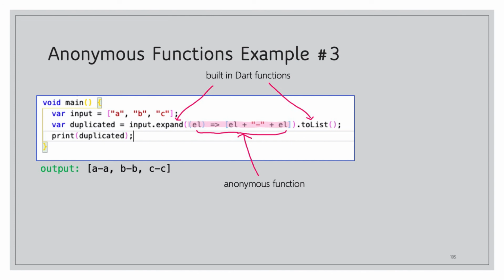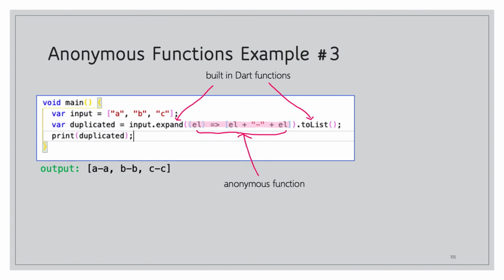So let's look at this. In our main function, we have a list called input with 3 elements, A, B, and C, all strings. Then we have another variable called duplicated. So duplicated equals our expand function. We're using the input, our list, as the value that we want to expand. Then we apply the anonymous function and we convert it to a list. So once we print this all out, we will get A-A, B-B, C-C. Why EL? Again, we can call this anything.